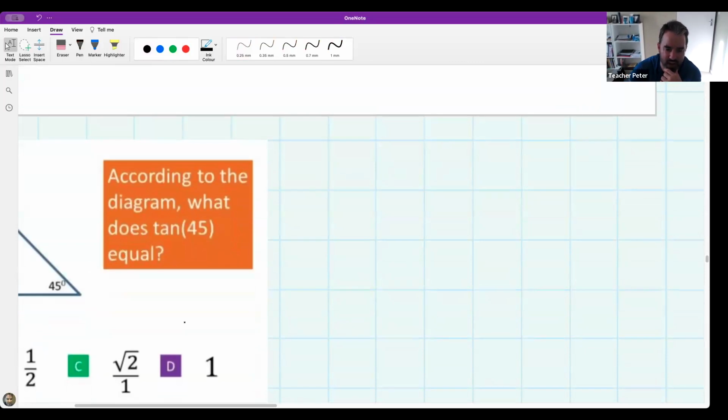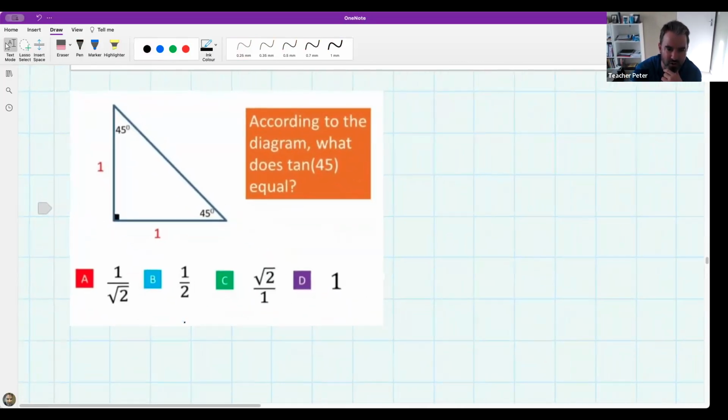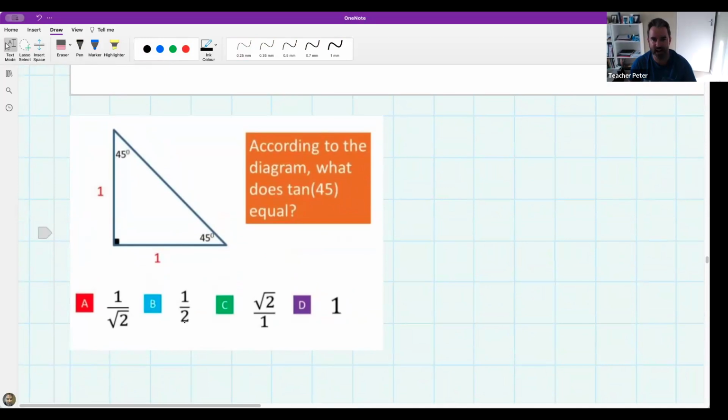Awesome. Okay. Last one of the day. According to the diagram, what does the tan of 45 equal to? And this is a special triangle that we spoke about earlier in the lesson. If this is 1 and this is 1, by Pythagoras, this has to be square root 2. Which of these 4 options do you think is the correct one? Which one? What does the tan of 45 equal to?